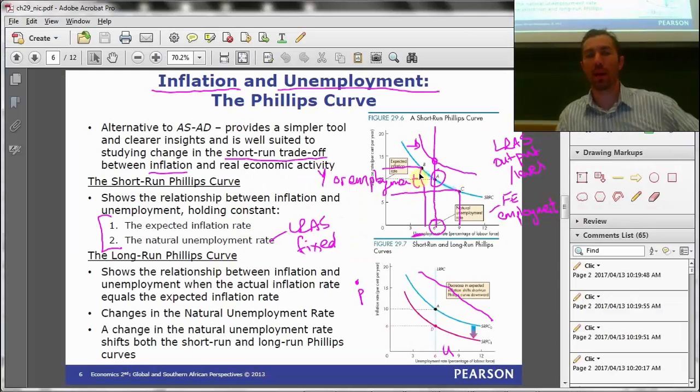So we saw that a movement to point B is associated with higher than expected inflation as well as lower than full employment level of unemployment. So our unemployment decreases. That was a movement to point B. I then said, right, what about a movement to point C?